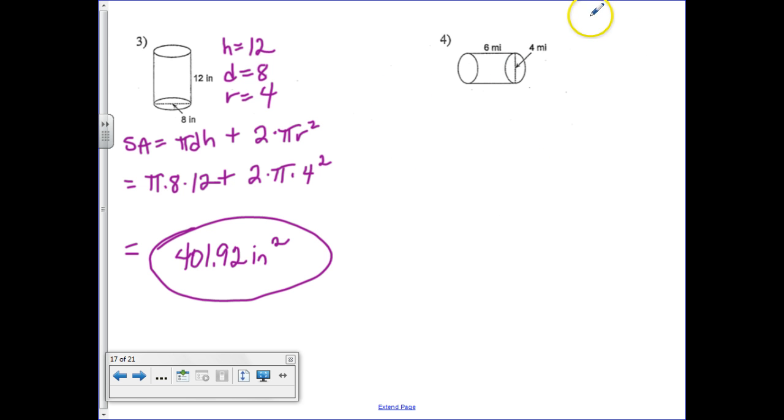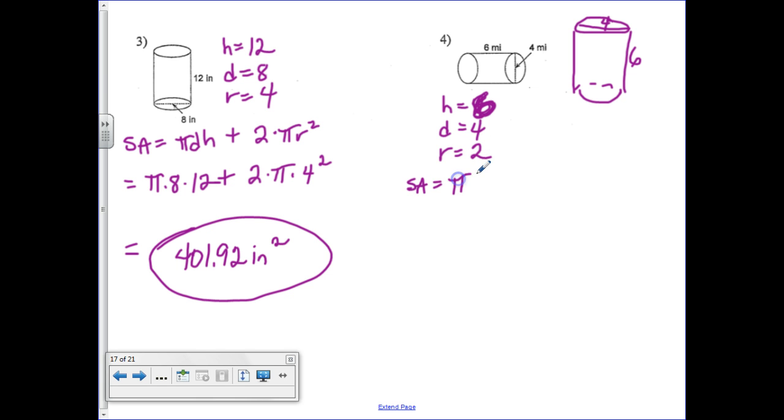Moving on to number 4. Again, if you have trouble with this, you can always redraw it so you see how it's standing up properly on its base, because the 6 is actually your height. The 4 is the diameter. I'm sorry, 6. Radius then would be 2.